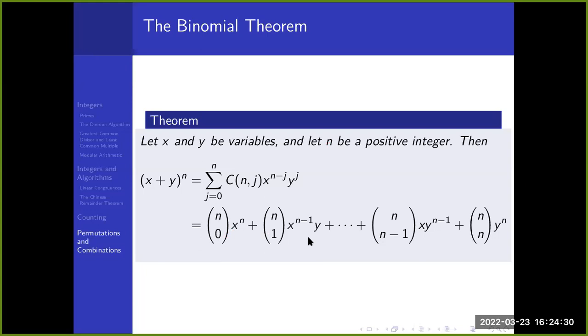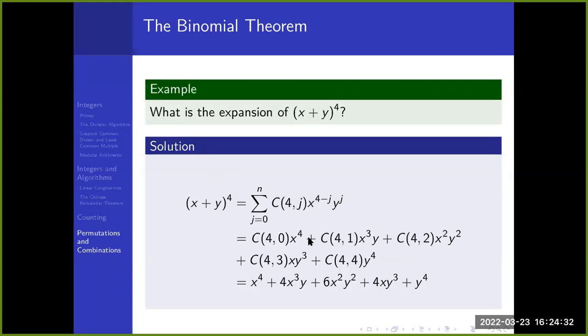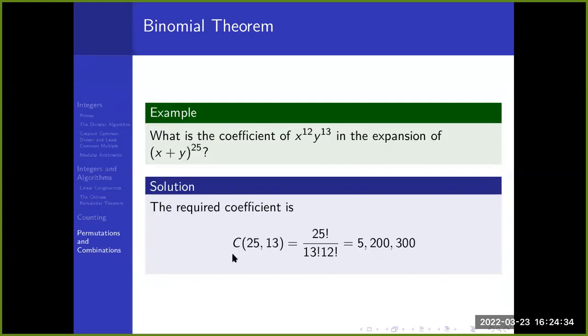So we just follow this formula and apply it to this question. And our answer will be 5,200,300. That's the coefficient of x raised to 12 multiplied by y raised to 13 in the expansion of x plus y raised to 25. Okay.